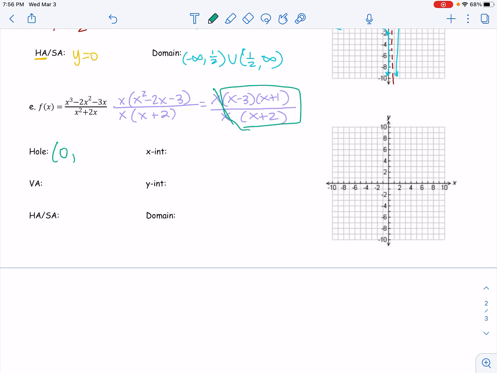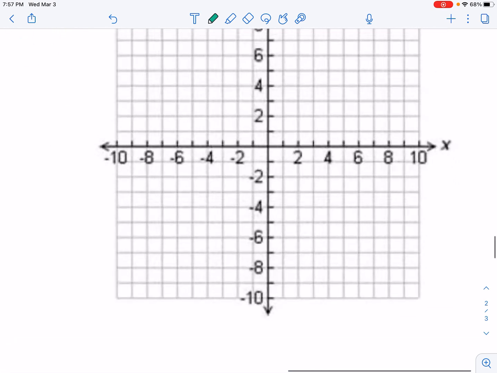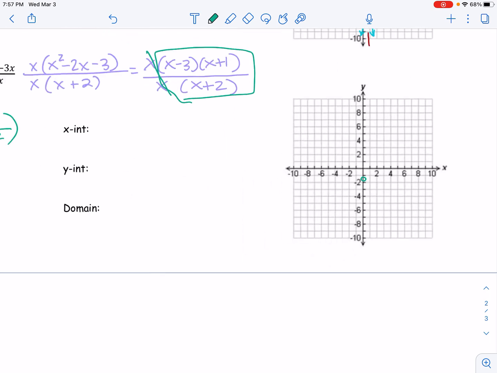So I'm plugging in 0 into the remaining function. So that would be 0 minus 3, which is negative 3, times 0 plus 1, which is 1. So that gives me negative 3 at the top, divided by 0 plus 2, which is 2. So my hole is at 0, negative 3 halves. So 0, negative 3 halves is 0, negative 1 1/2. So right there.